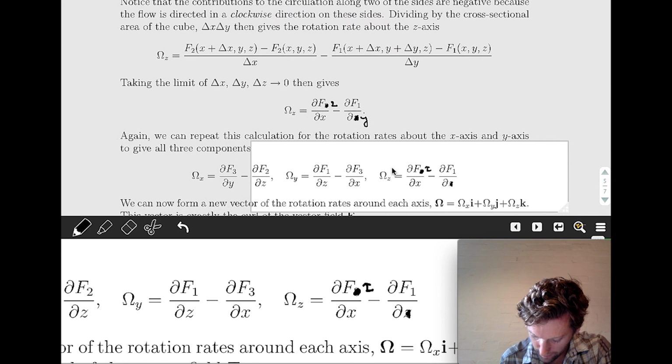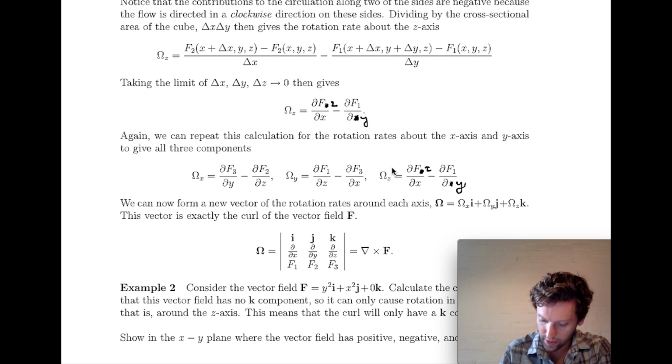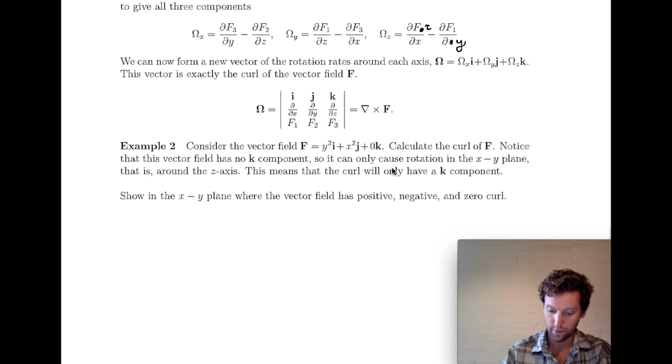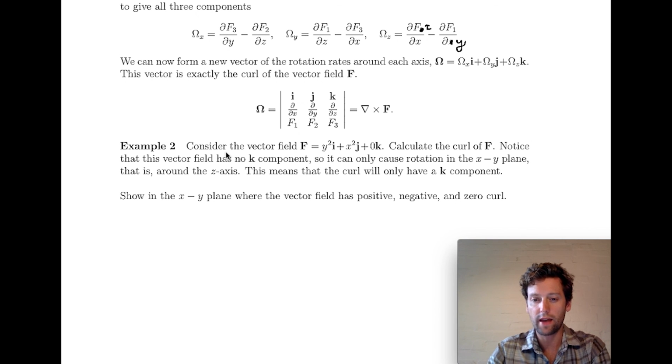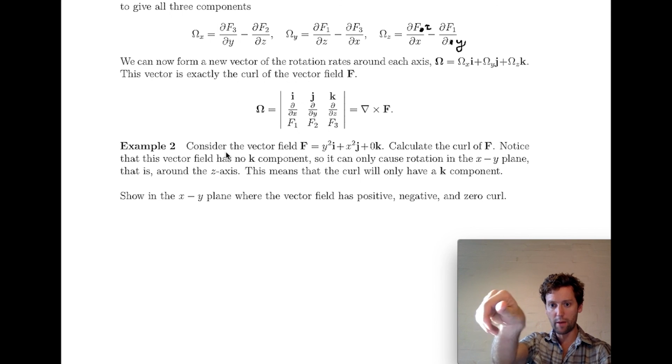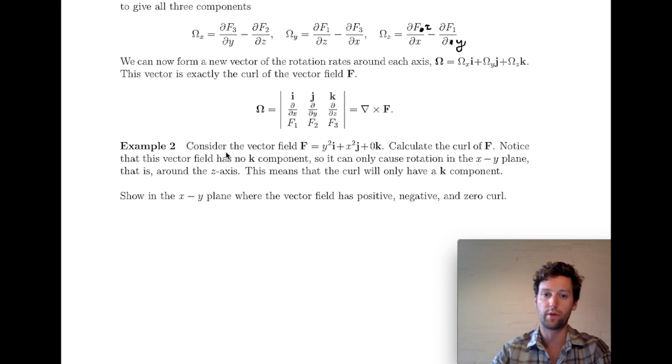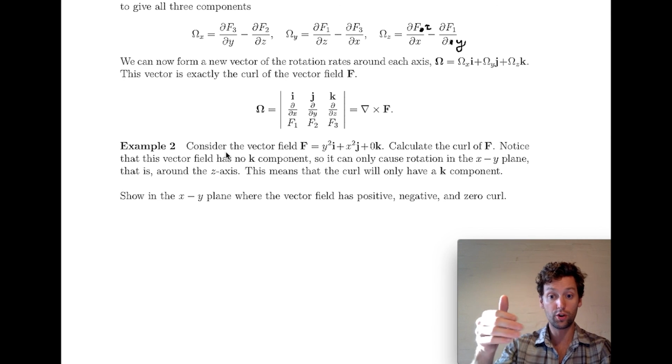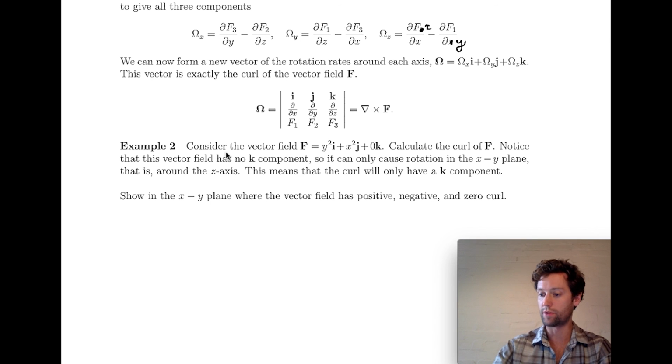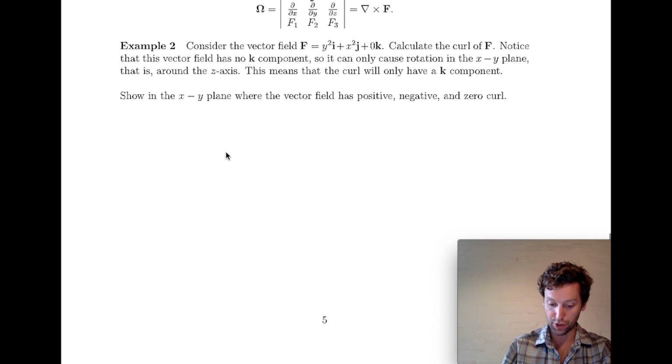And this is y. So you recognize that this is actually exactly the curl of the vector field F. So we see that the curl gives us a vector that has components that tell us the rotation about an axis in the x direction, y direction, and z direction. So it tells us whether or not the flow is causing infinitesimal rotations. So let's try and put this into action with another example.